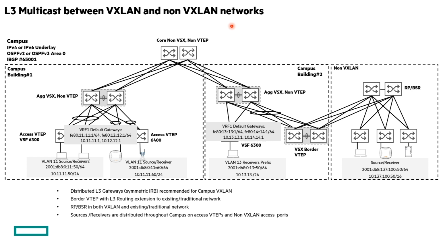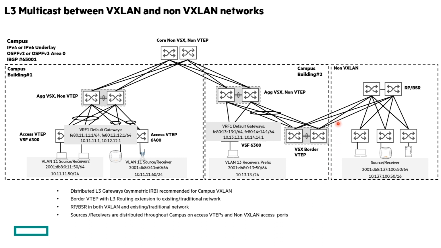The next use case is layer 3 multicast between VXLAN and non-VXLAN networks, and we're really looking at the right side here of this diagram in terms of representation. Again, we're using distributed layer 3 gateways, which is recommended for the campus, and now we have this border VTEP with layer 3 routing extensions to existing or traditional networks.